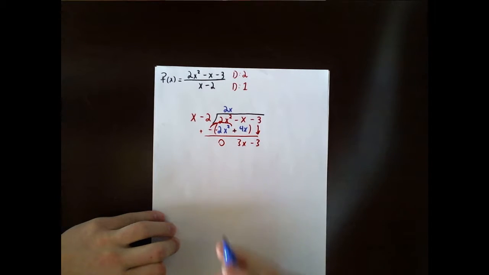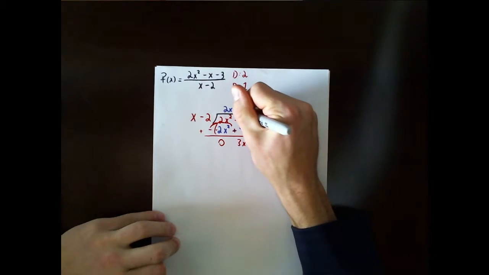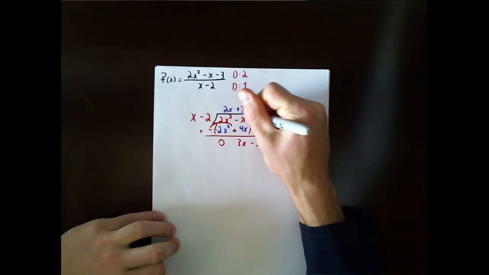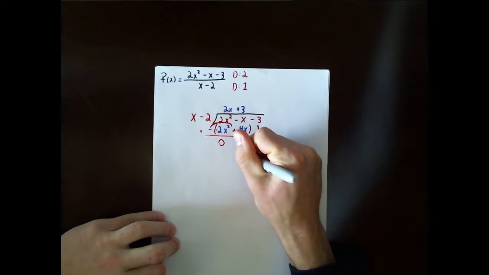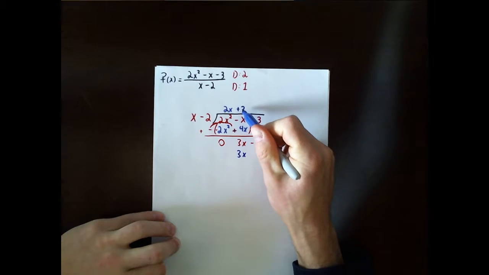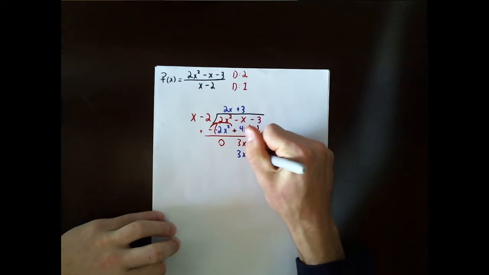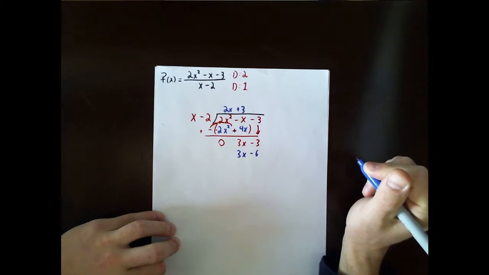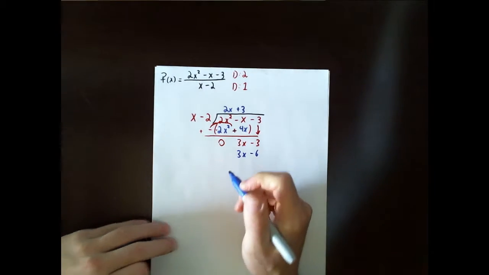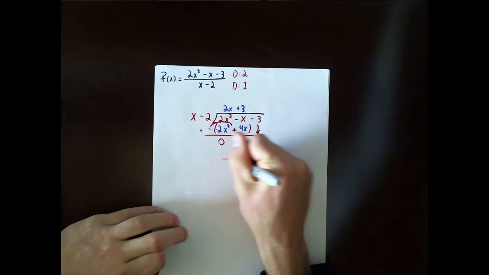So now I need to put a number up top here that is going to multiply to x and give me 3x. So that's going to be plus 3. So I take my 3 and I multiply it by my x and I get 3x. And I take my 3 and I multiply it by my negative 2 and I'm going to get negative 6. And then we're just going to repeat this process over again.